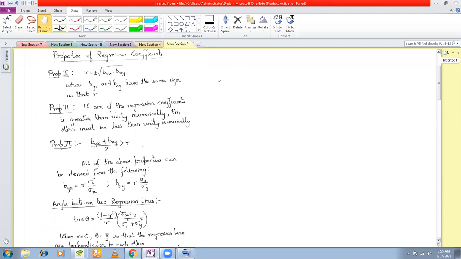The first property here is that the correlation coefficient is the geometric mean of the regression coefficients. Not exactly the geometric mean, because for the geometric mean we take the positive square root. Here we are taking the plus or minus sign. So in fact, the relation is r square is equal to byx into bxy. This is the relation between the regression coefficients and the correlation coefficient.